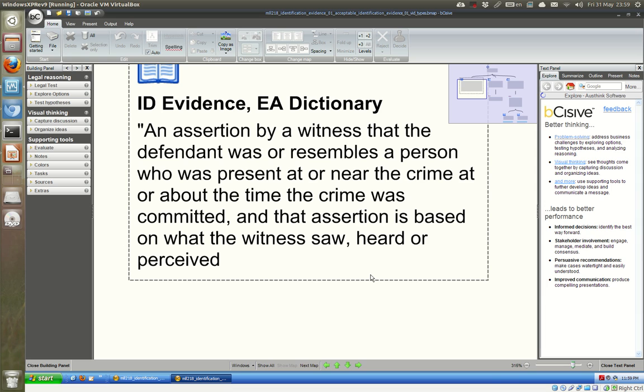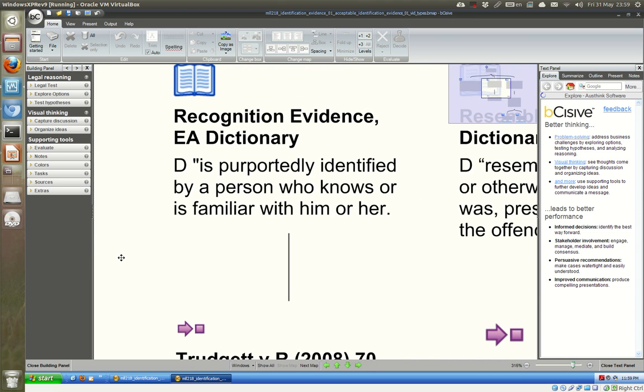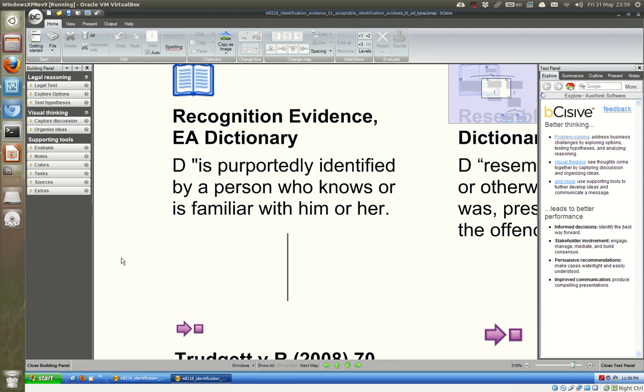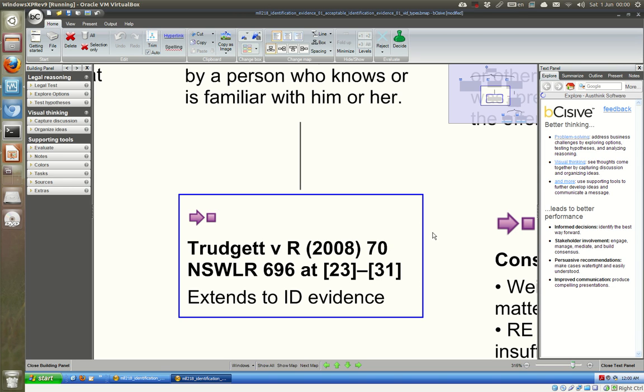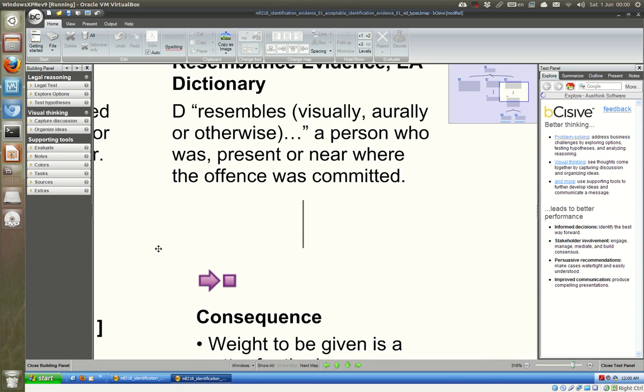So pretty much what you would want from a witness who's identifying the defendant, that is the accused, who was there, saw the accused in the act, etc. Then there's recognition evidence, where the defendant is purportedly identified by a person who knows or is familiar with him or her. Very similar to identification evidence, it extends to identification evidence, so it's for all intents and purposes the same thing, as was noted in Trudgett against the Queen in 2008 in New South Wales.